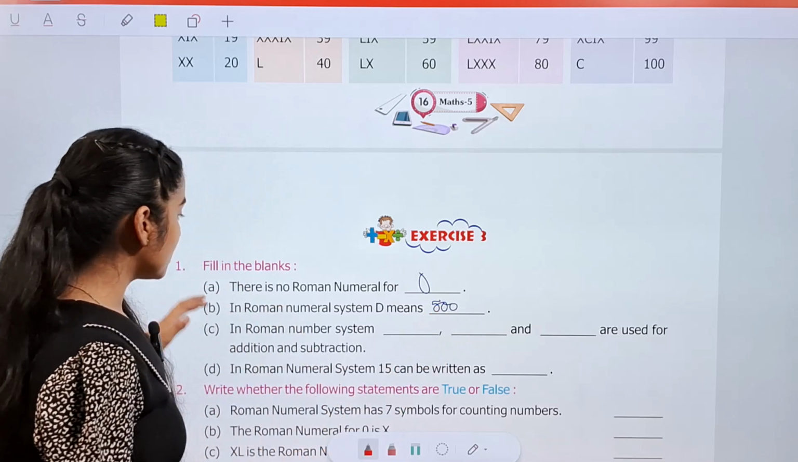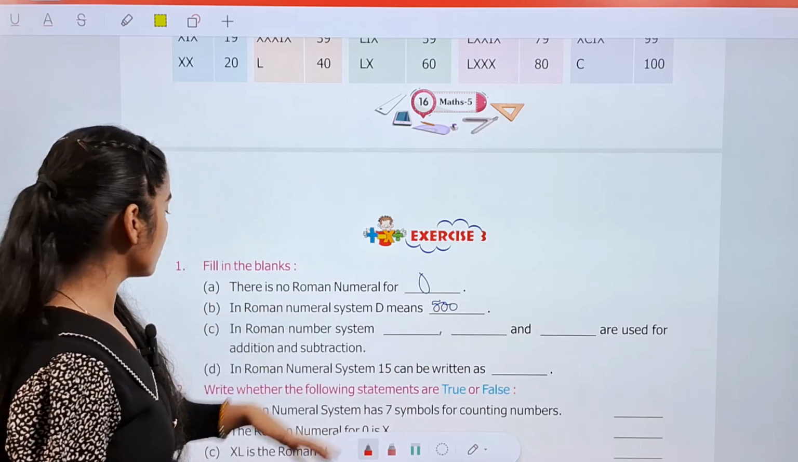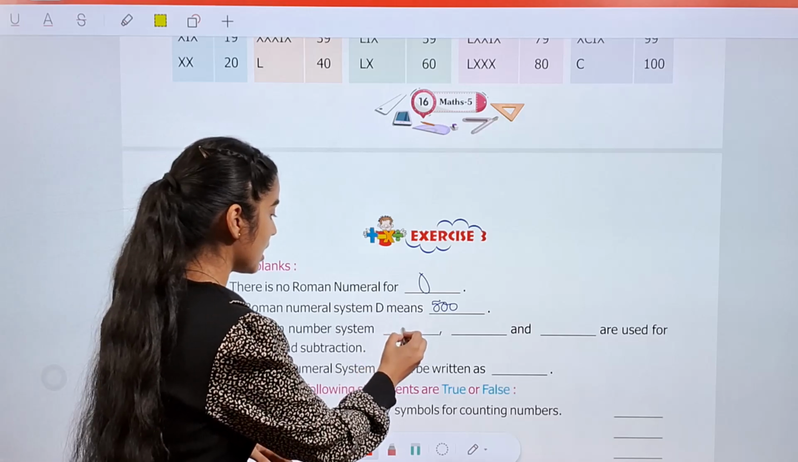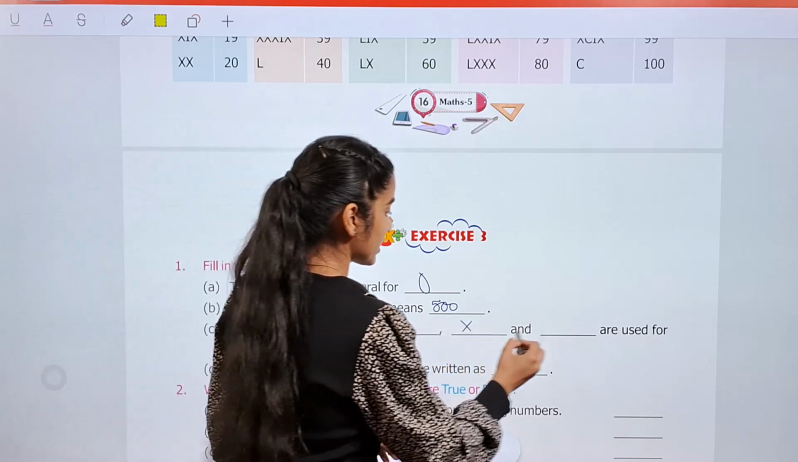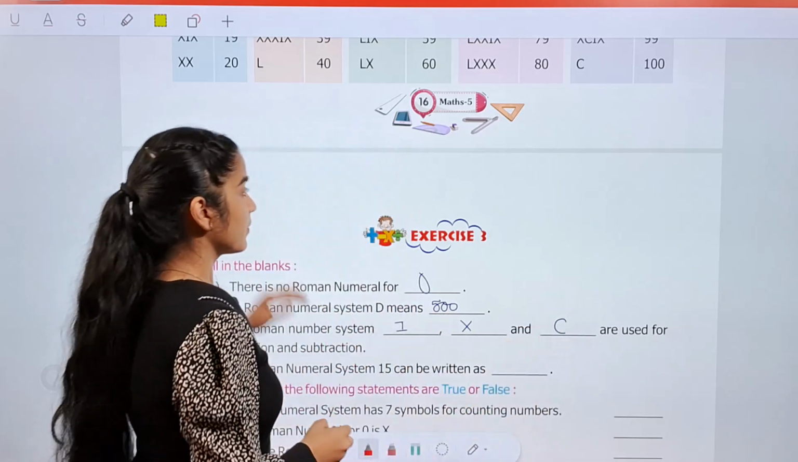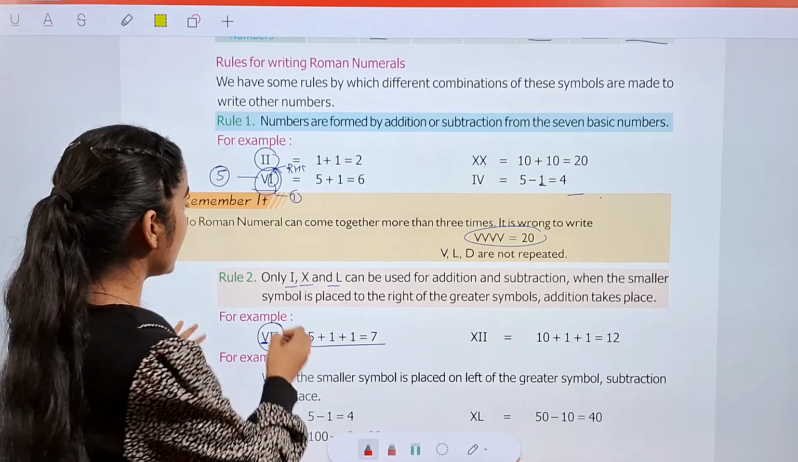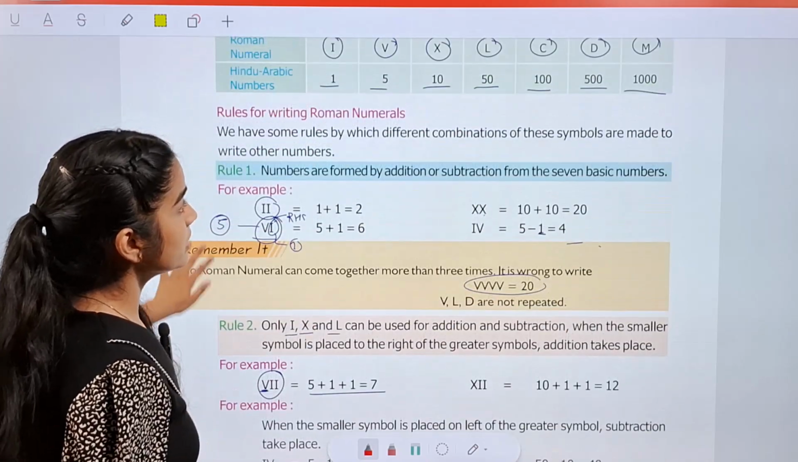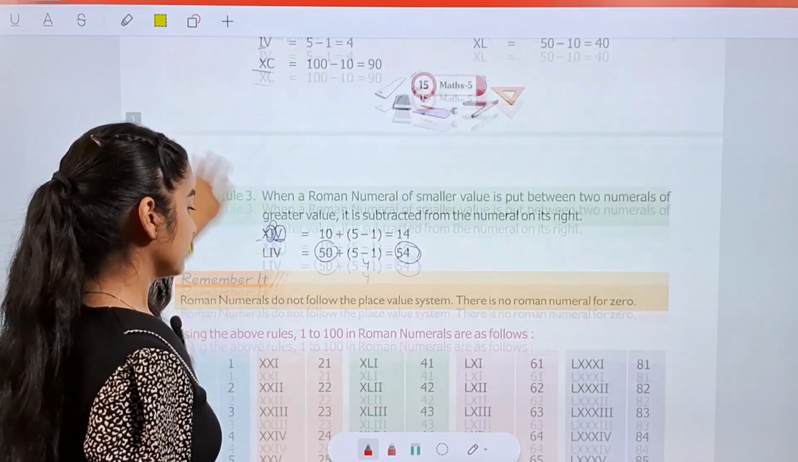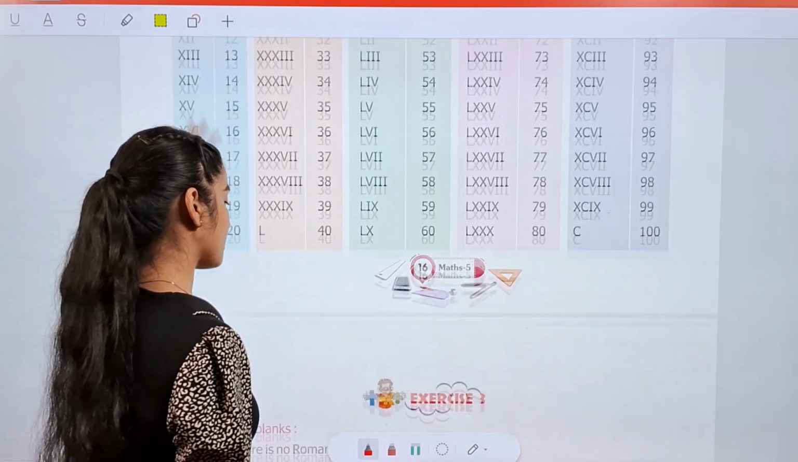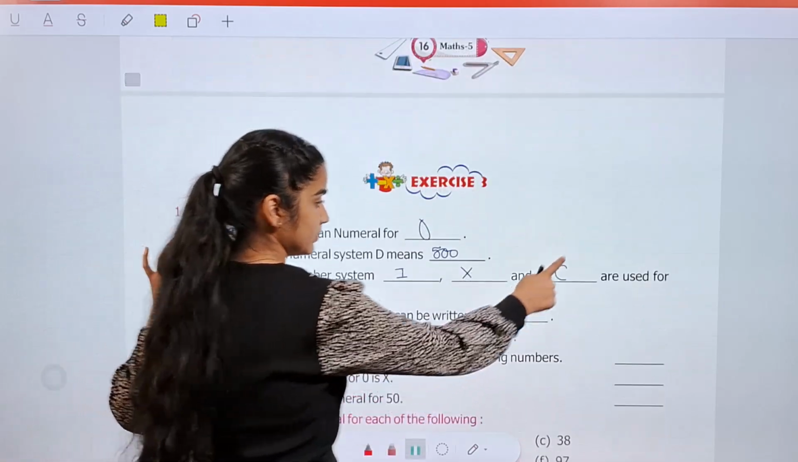Next we have, in the Roman number system, blanks that are used for addition and subtraction. I, X and I think C, right? I, X and L, and D we also see, D is 500. L, here our L will come. There is some change.